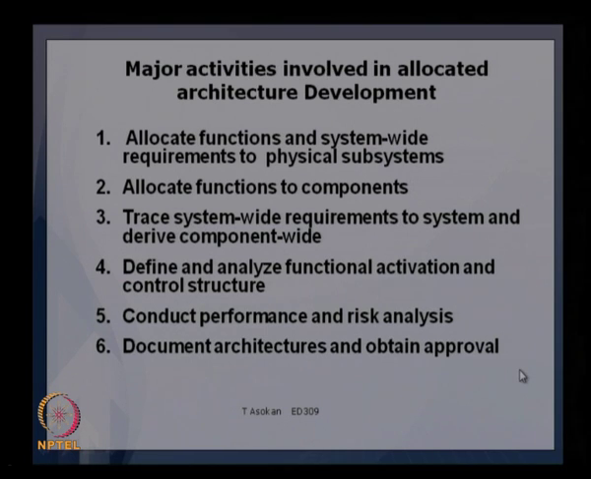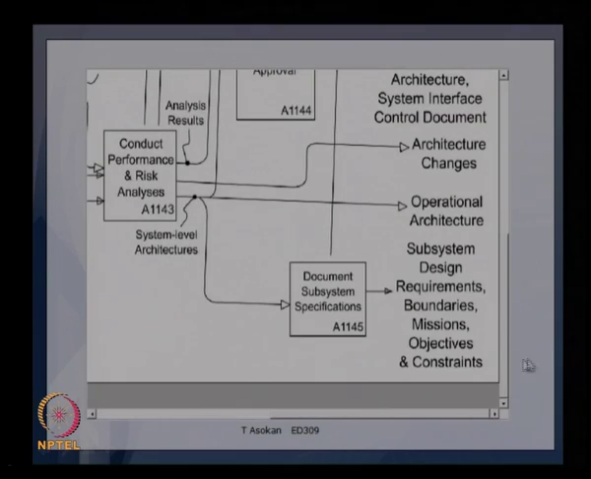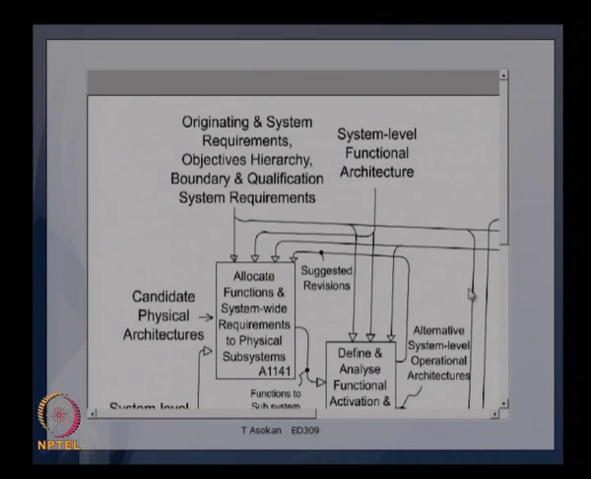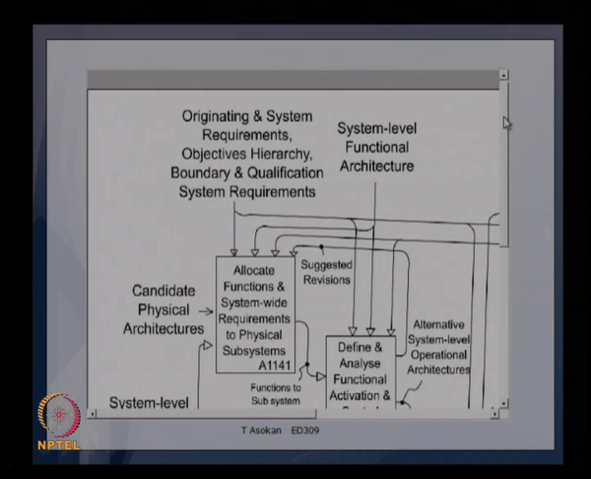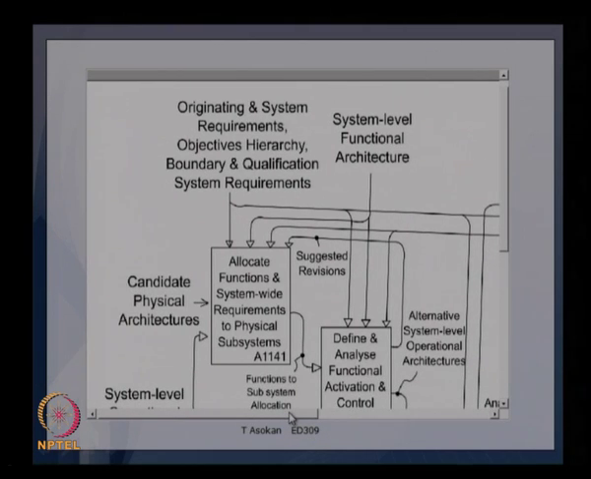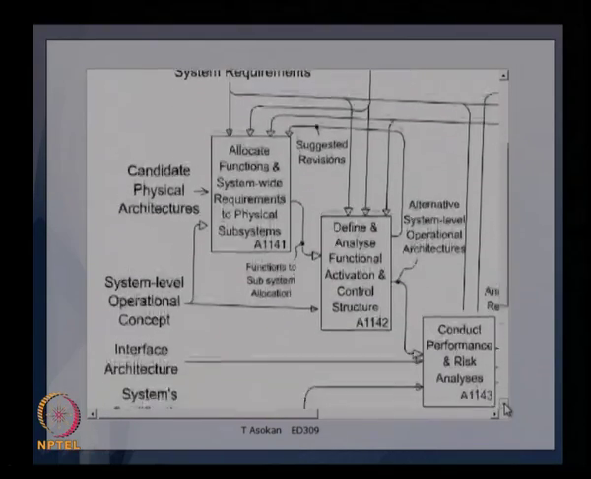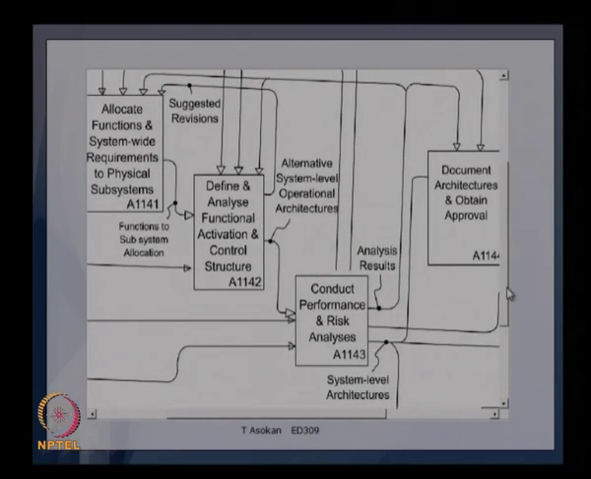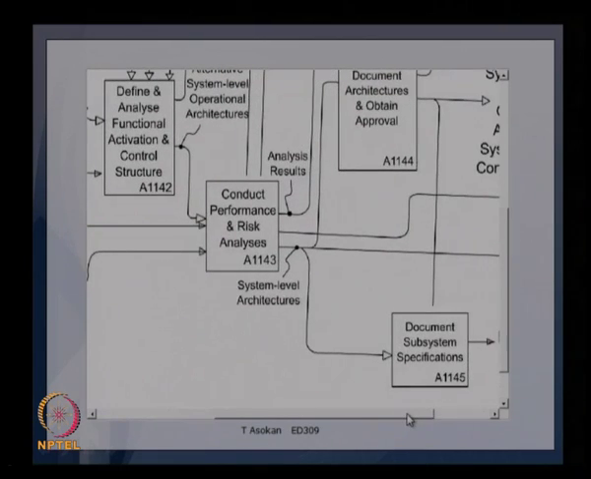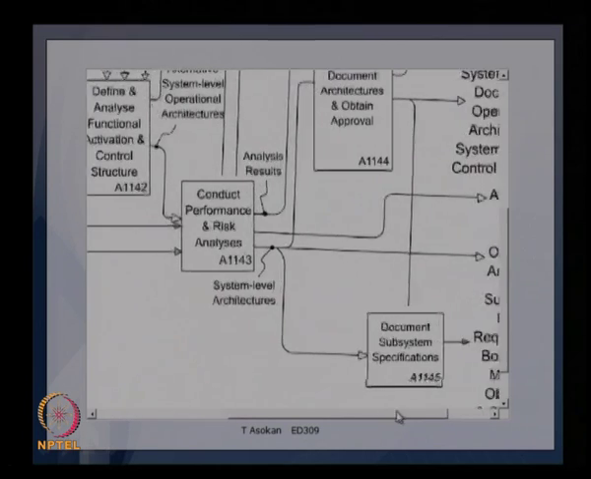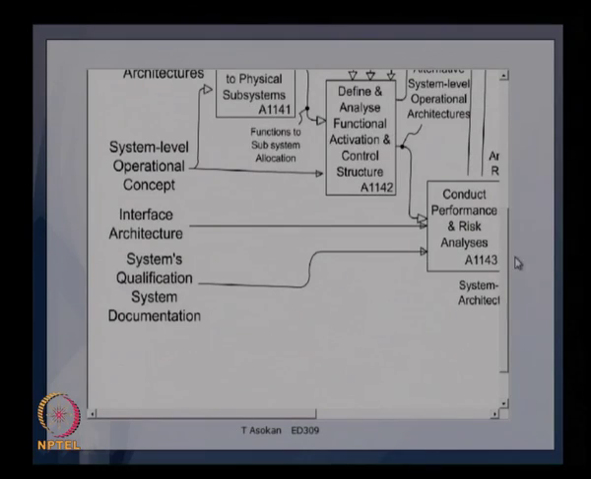To represent these activities, the major activities of this development are shown in the IDEF0 diagram. I hope you are now familiar with the IDEF0 diagram because we used it for the functional decomposition. If we represent the process using an IDEF0 diagram, you can see these are the major functions: 1141, 1142, 1143, 1144 and 1145. So, these are the 5 functions identified in the architecture development, and then you can see what the inputs and outputs are.